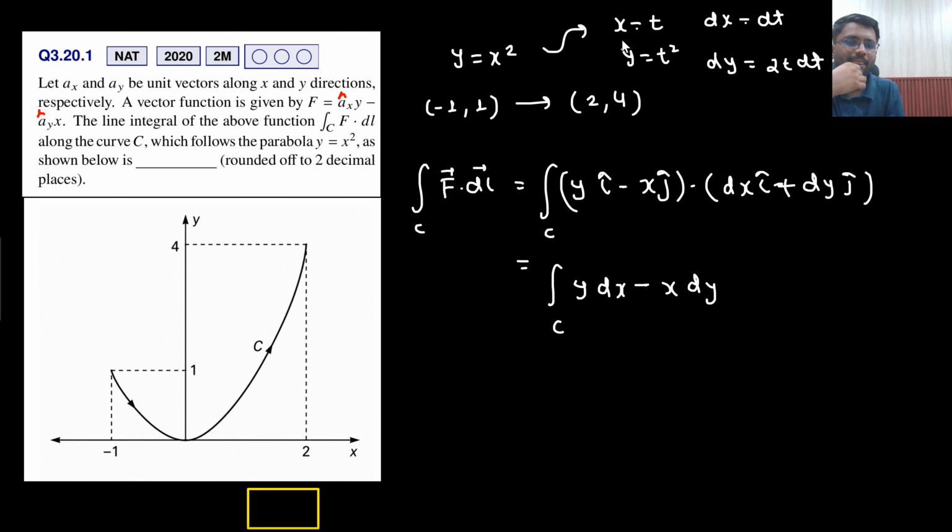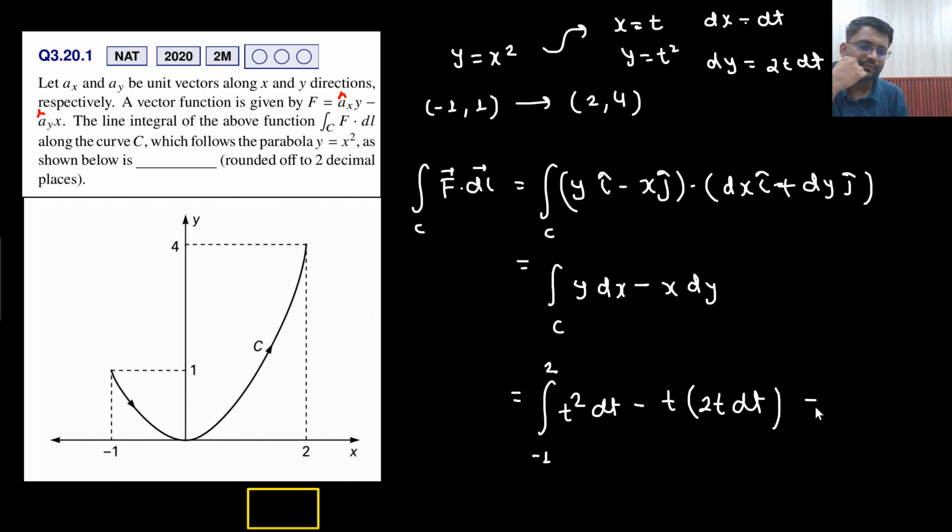That's it. x equals t, no? So if x is moving from -1 to 2, t will also move from -1 to 2. So what is y? y is t square. What is dx? dx is dt. Minus what is x? x is t. What is dy? That is 2t dt. And from where to where will t move? From -1 to 2. So what are you getting? Minus integral from -1 to 2 of t square dt.